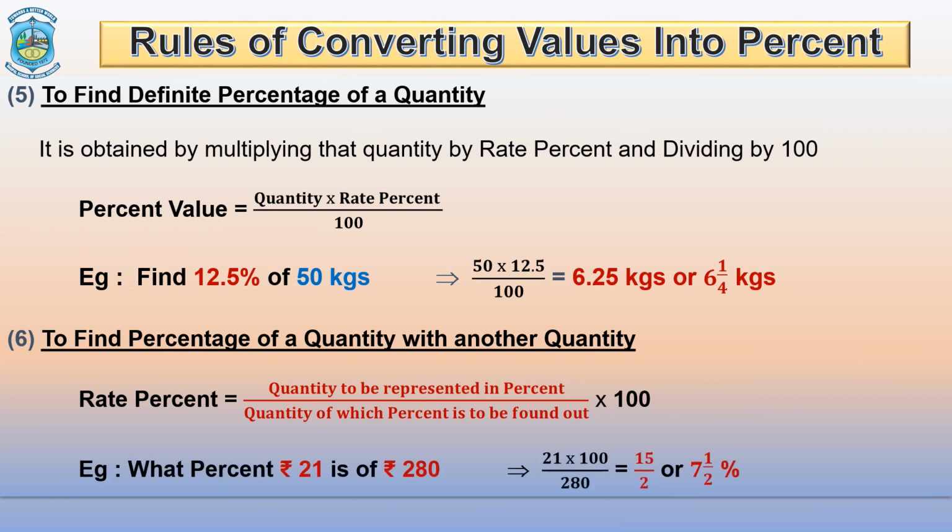What percent rupees 21 is of rupees 280? We need to find what percent rupees 21 is of rupees 280. So here, if you compare the values with the given formula, the quantity to be represented in percentage is 21 and the quantity of which percent is to be found is 280, since we need to find what percent 21 is of rupees 280. So, we have the answer as 21 into 100 divided by 280. On solving this, we get 15 upon 2, or in mixed fraction it is 7 1 upon 2%.